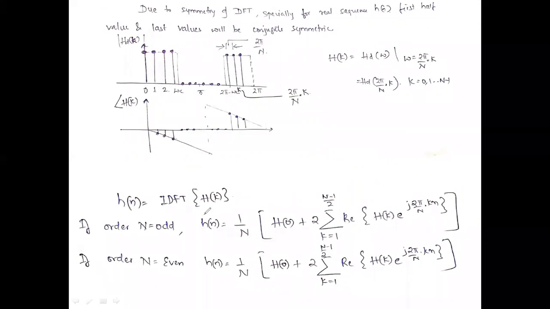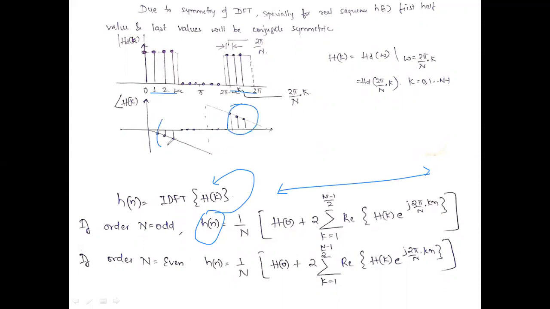This h of n here is nothing but simply the IDFT of h of k. But why we chose to have this particular expression is that this is a simpler expression, because the values in the first half and second half are the same except for the change in the phase. We try to optimize it, right? The values simply add in, and so that's when this 2 came.